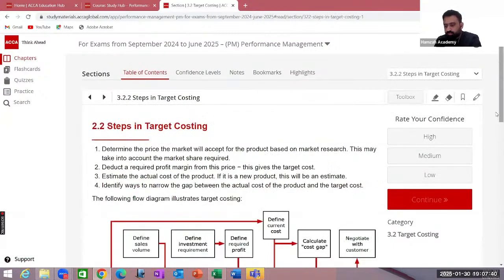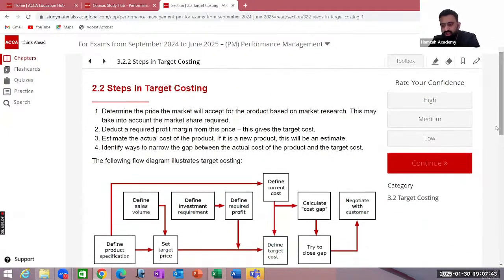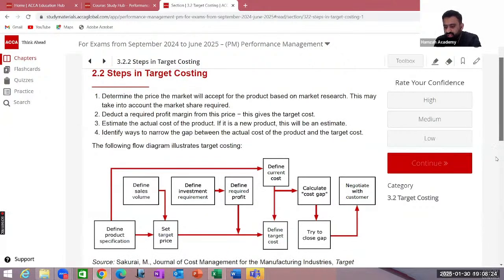The steps in the target costing work. First of all, we need to determine the price which market would be ready to pay. Then you have to deduct the required profit margin. Then you have to estimate the actual estimated cost, and then you have to identify the cost gap. And we need to narrow down or minimize that cost gap. The cost gap is a difference between the expected cost and the target cost. So your target cost is $12, but your expected cost is $15. So there is a cost gap of $3, which needs to be minimized if an entity wants to earn the desired profit.